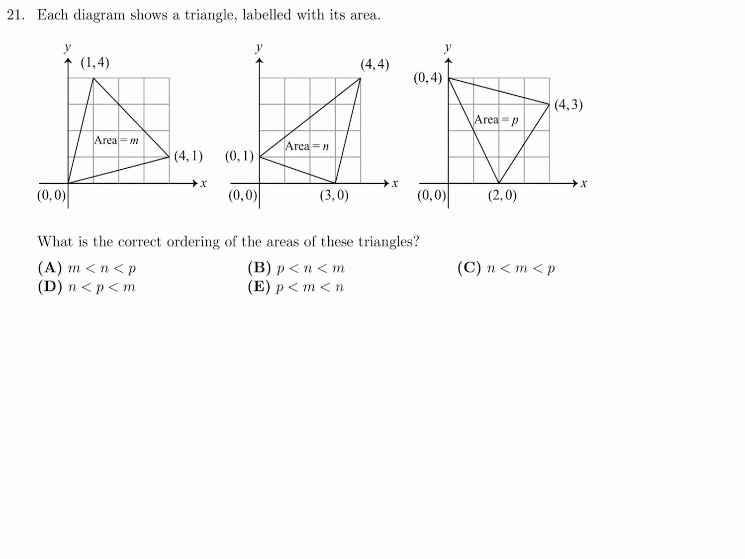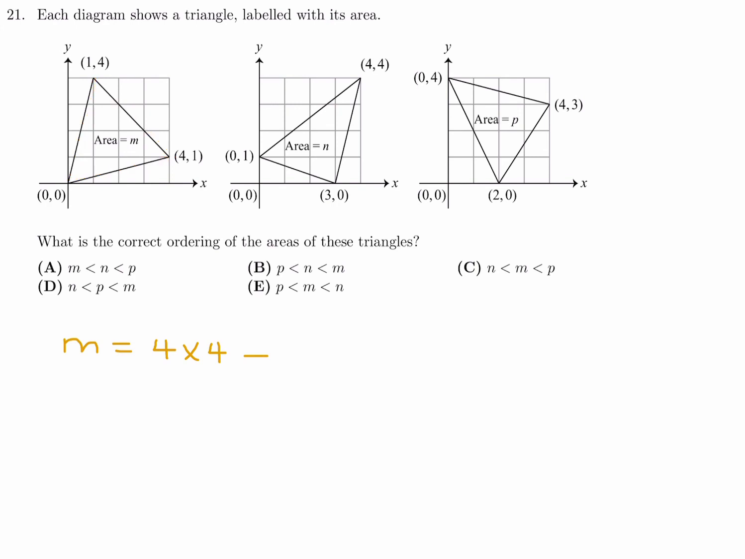Each diagram shows a triangle labeled with its area. What is the correct order of the areas of these triangles? So for each of these, we've got to figure out the area. So let's start with M, which is the first one. The area, of course, will be the area of the full square, which is a 4 by 4 square. And then from that, we have to subtract these smaller triangles. So we have to subtract this one, and this one. And when we do, we will be left with the area of that triangle that they have labeled as M.